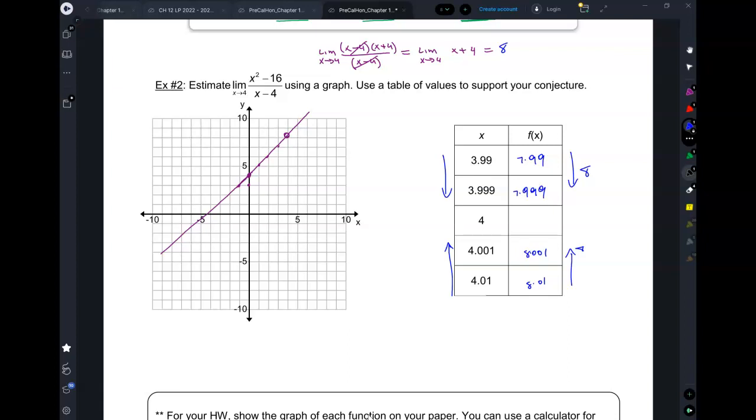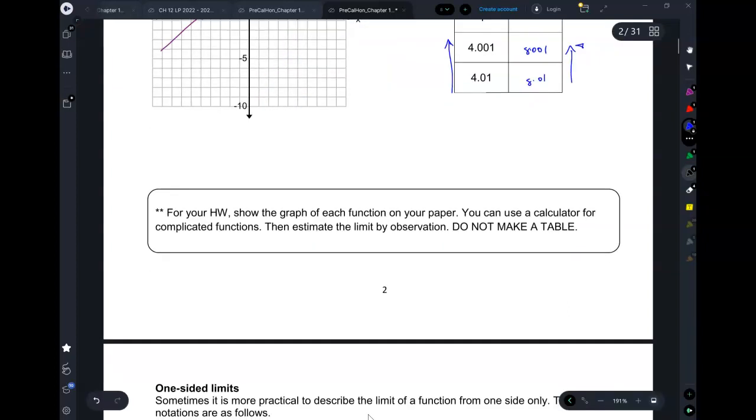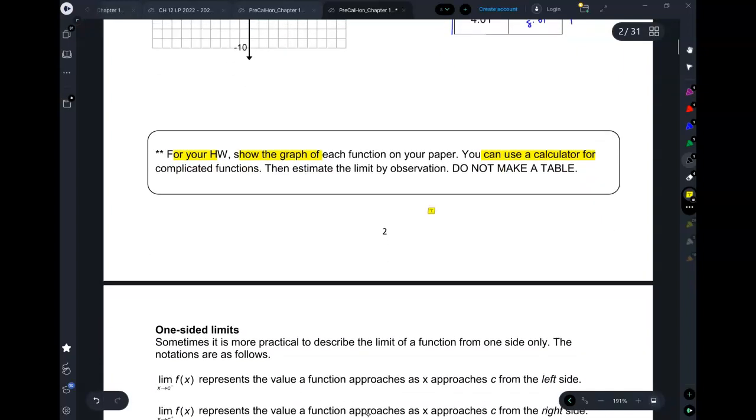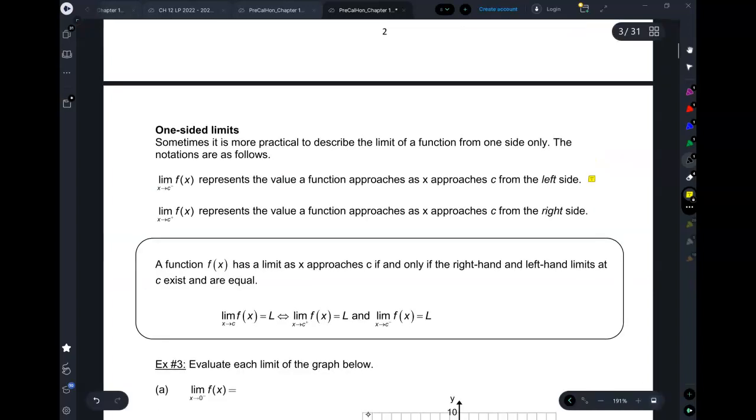Okay, so a little note for your homework. Do show the graph of the functions on your paper. And of course, you can use a calculator to do a quick sketch of the complicated functions. For the easy functions, it wastes time with the calculator. And then, estimate the limit by observation. You don't need to make the table like we did here. We just did that for you guys to see. It's not necessary, okay?